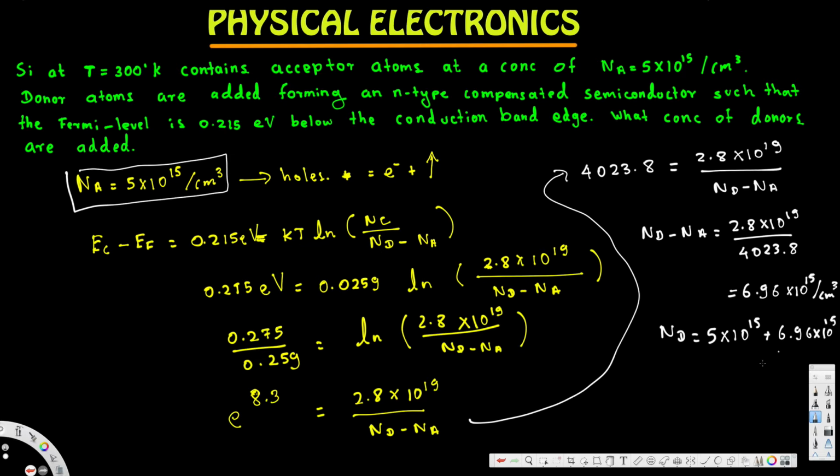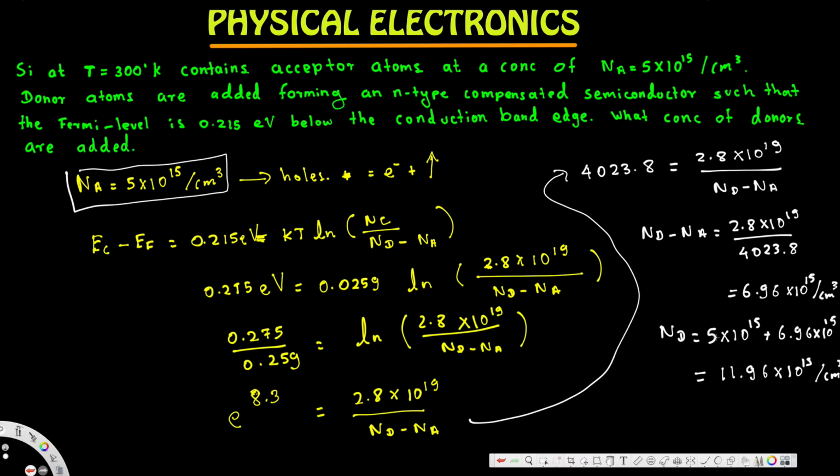Since we have the same power, we can add them together directly. So what we are going to have is 11.96 times 10 to the power of 15 per centimeter cube. So this is going to be the number of donors added. Okay, so this value is actually above whatever value we have now. This is actually an addition to the initial value.